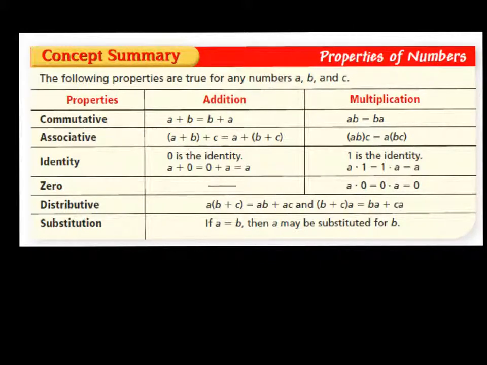And for multiplication, we multiply by 1, doesn't change the number. There's a 0 property for multiplication. We already used 0 for addition and the identity. So the 0 property for multiplication is 0 times anything is 0. Distributive property, we're distributing to everything inside the parentheses. And substitution, we can replace things with equivalent things.